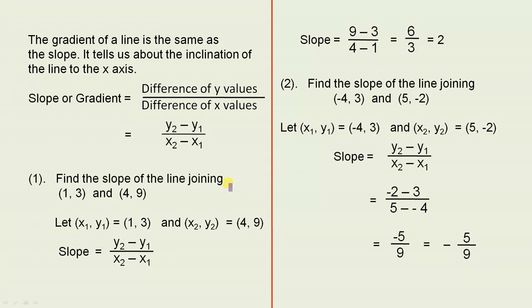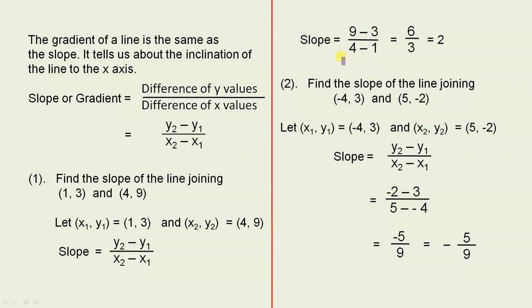Number one, find the slope of the line joining 1, 3 and 4, 9. If we let x1, y1 be 1, 3, so that's the first point, and we let x2, y2 equal 4, 9, that's the second point. As we saw earlier, the slope, or gradient, they mean the same thing, will be y2 minus y1 over x2 minus x1.